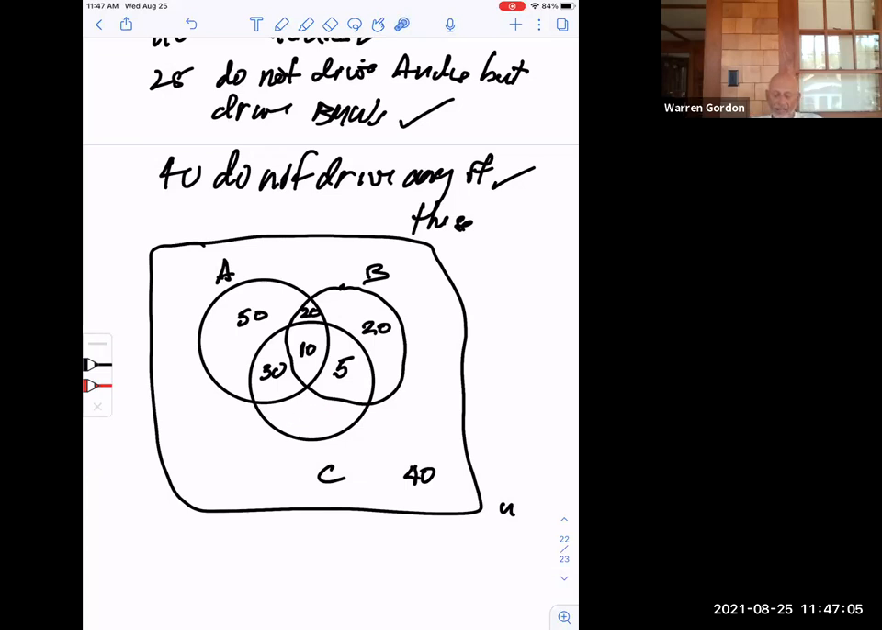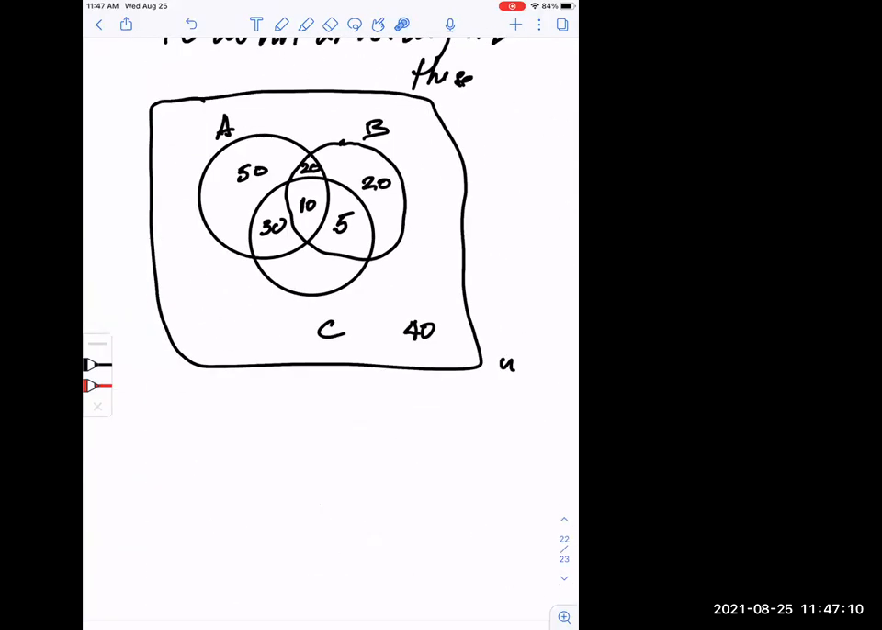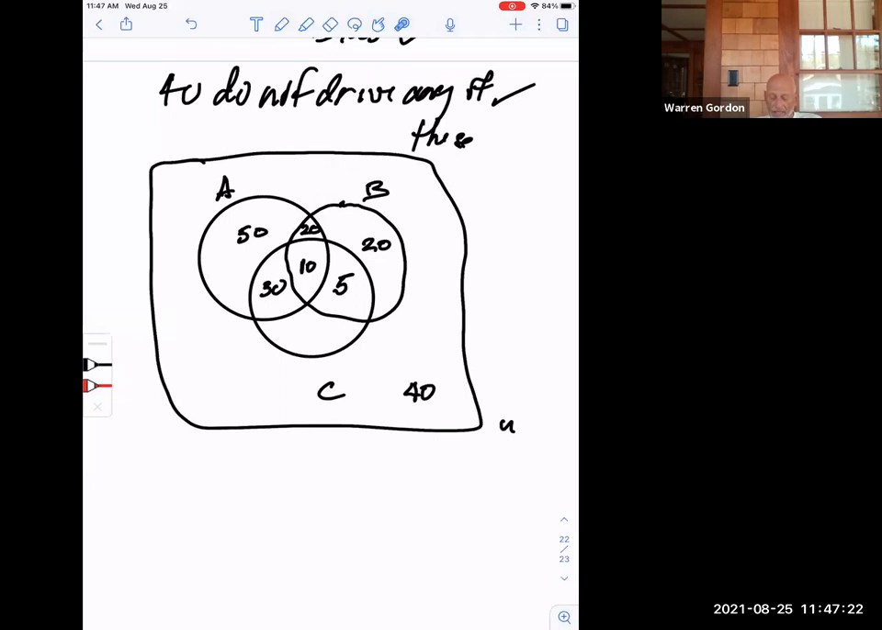Well, how do I find that? Well, I know in total there were how many? There were 200 people. So what do I have? This group alone was what, 110? I have 110 and 20 is 130. 130 and 40 is 170, 175 altogether. So if I have 175, what's missing? 25. So now I have all the information I need.